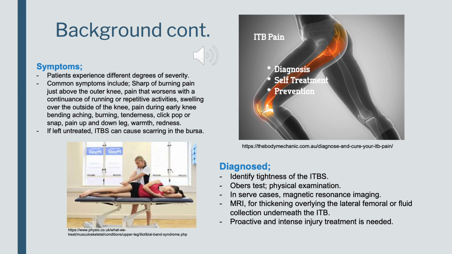In severe cases, magnetic resonance imaging may be helpful in identifying the extent of the inflammation of the ITB. Findings on MRI most commonly include thickening of the ITB in the region overlying the lateral femoral condyle and fluid collection underneath the ITB at this area.